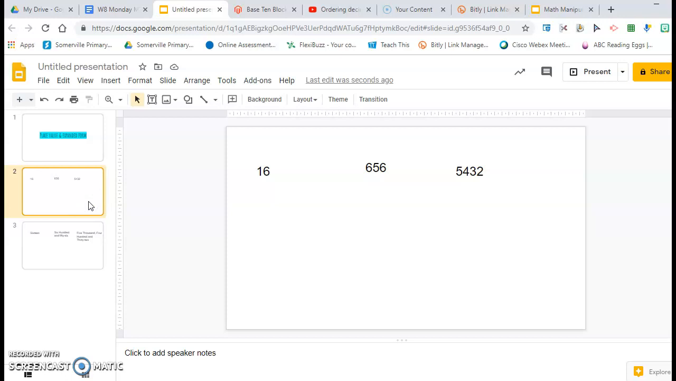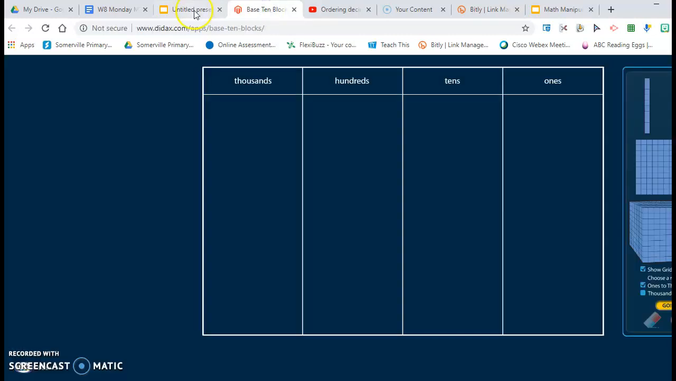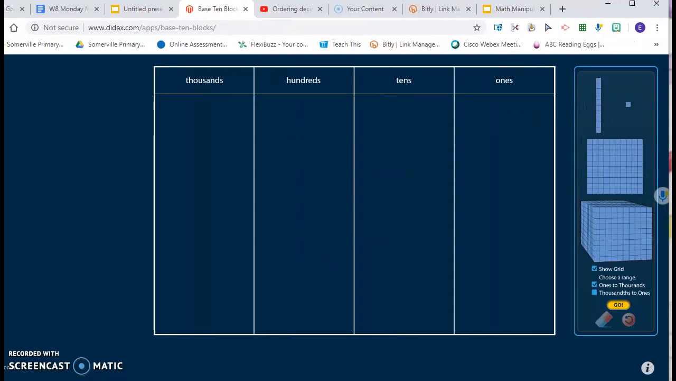So the first thing we're going to look at is our numbers in numbered form, not in our worded form. We've got the numbers 16, 656, and 5,432. We're going to write these three numbers in their expanded form, and we're going to use our MAB blocks to help us with a place value chart.